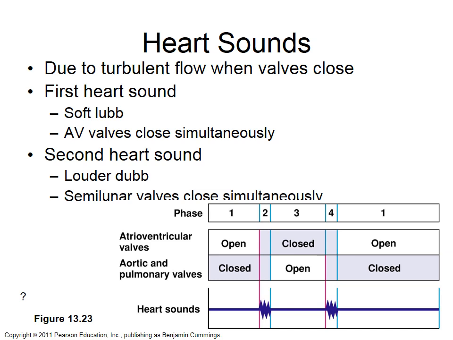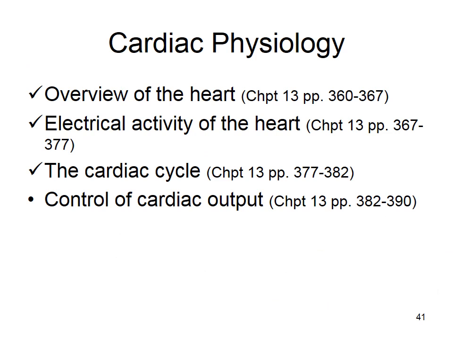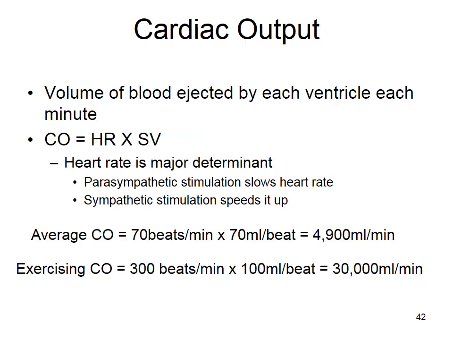Right, and again, your book stacks these all together. Okay, so we're going to finish cardiac physiology by talking about control of cardiac output. Right. And first, you need to know what cardiac output is. So cardiac output is heart rate times stroke volume.